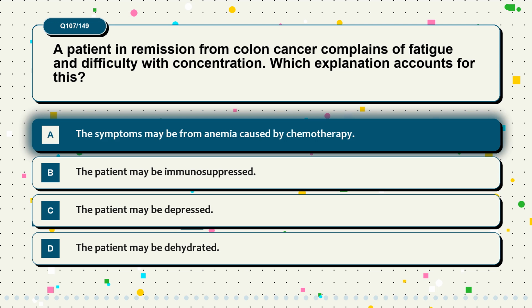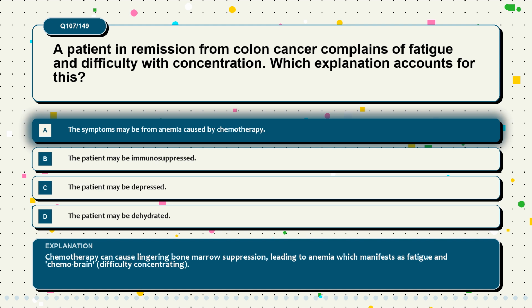The correct answer is option A. The symptoms may be from anemia caused by chemotherapy. Chemotherapy can cause lingering bone marrow suppression, leading to anemia, which manifests as fatigue and chemobrain, difficulty concentrating.